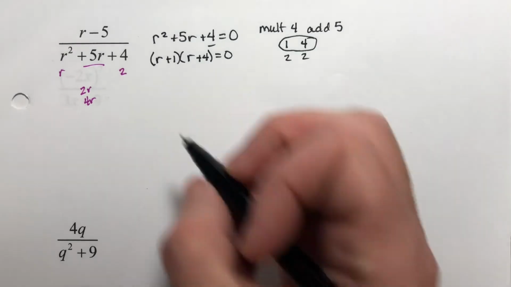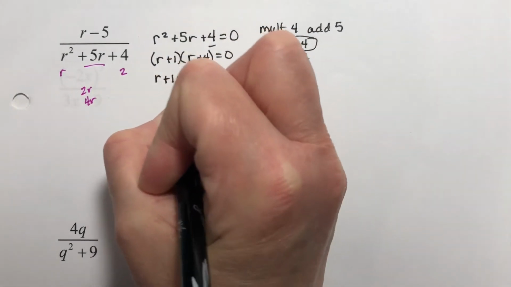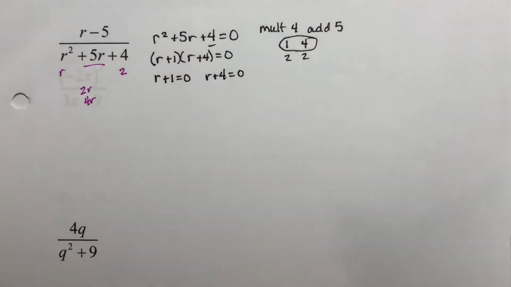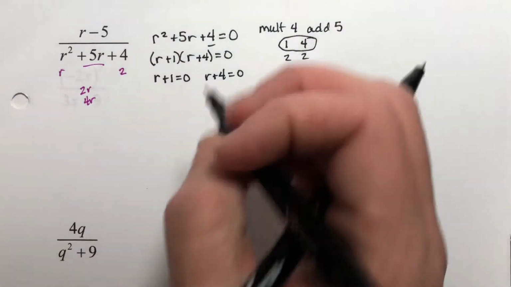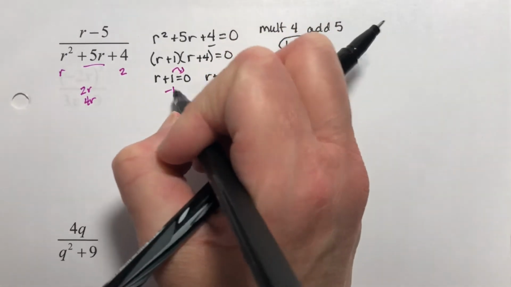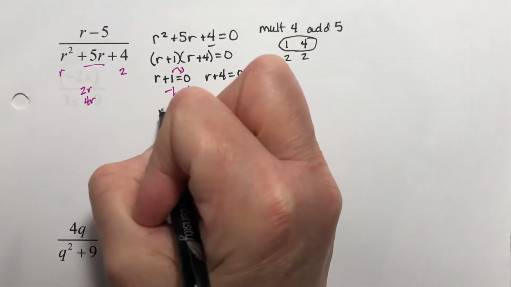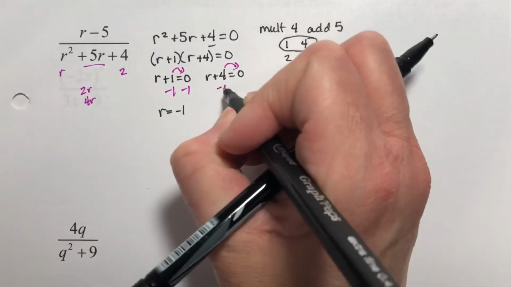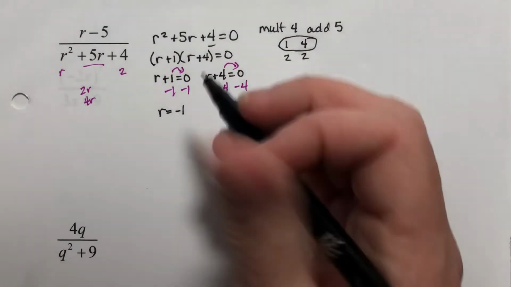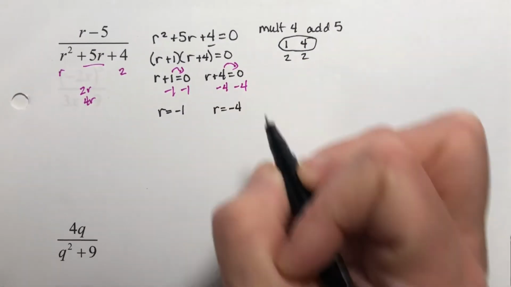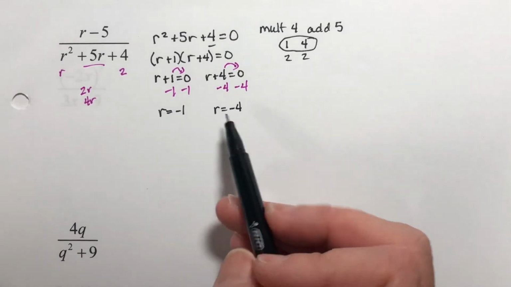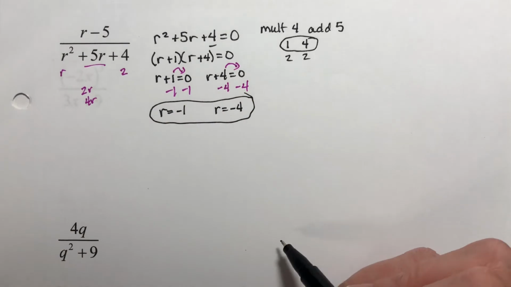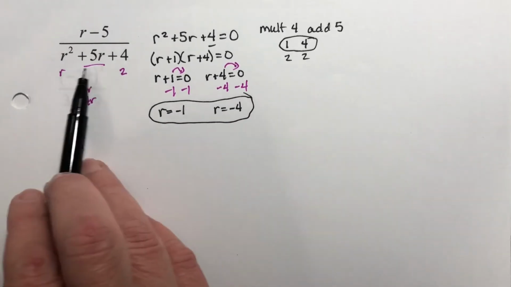Now we use the zero factor property, set each of these equal to 0, and solve these. And so I need to subtract 1 from each side, and I get r equals -1. Subtract 4 from each side, and you get r equals -4. So the numbers that make it undefined are right here.